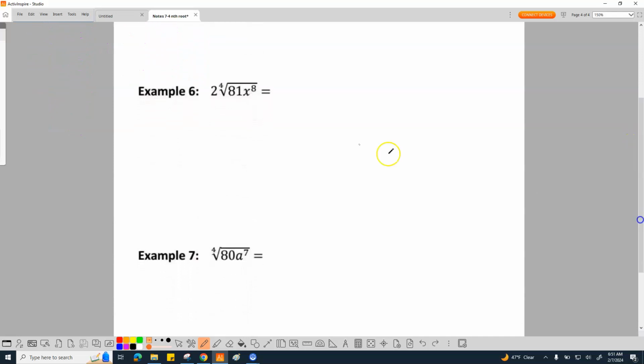Okay, example 6. This is a 4th root, y'all. This is a little rough. So here's what I'm going to do. I'm going to go ahead and break this apart. I have 2 times the 4th root. Notice how this is the same process over and over again. There's my 4th root of 81 times my 4th root of x to the 8th.